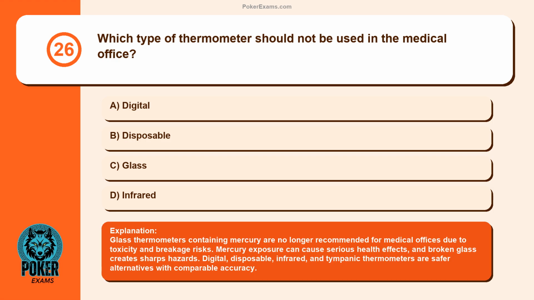Glass thermometers containing mercury are no longer recommended for medical offices due to toxicity and breakage risks. Mercury exposure can cause serious health effects, and broken glass creates sharps hazards. Digital, disposable, infrared, and tympanic thermometers are safer alternatives with comparable accuracy.